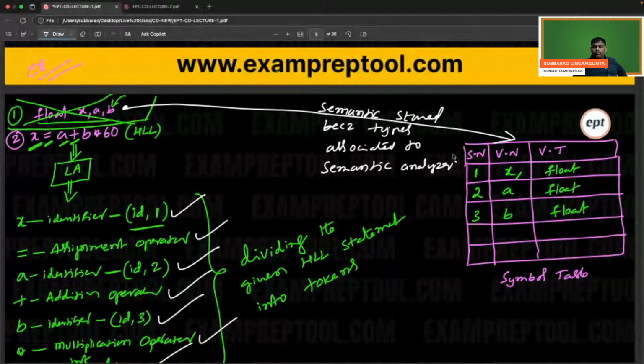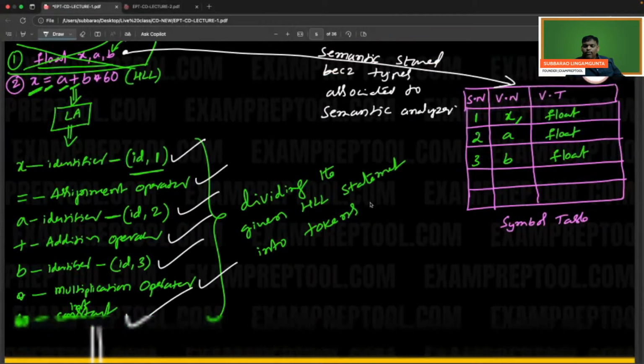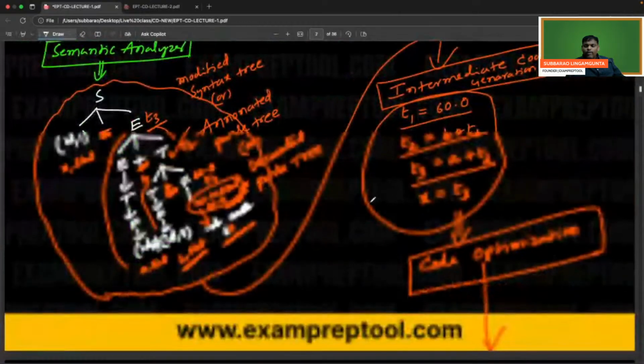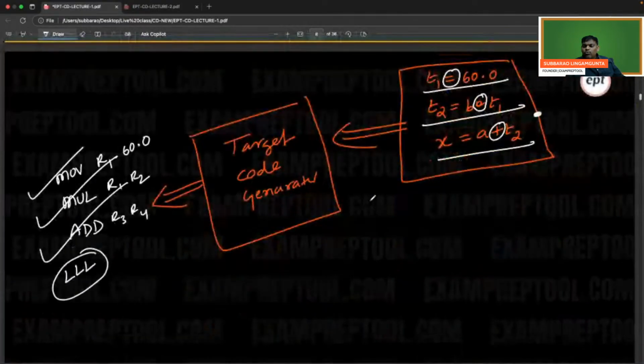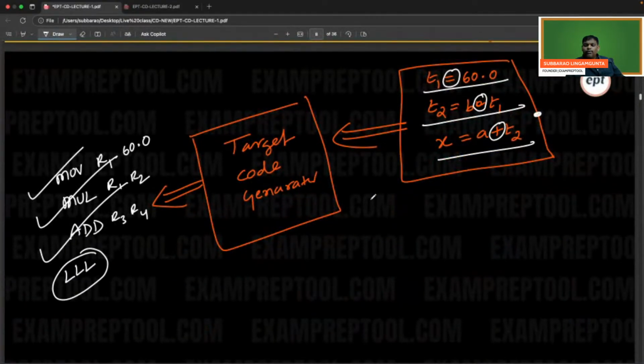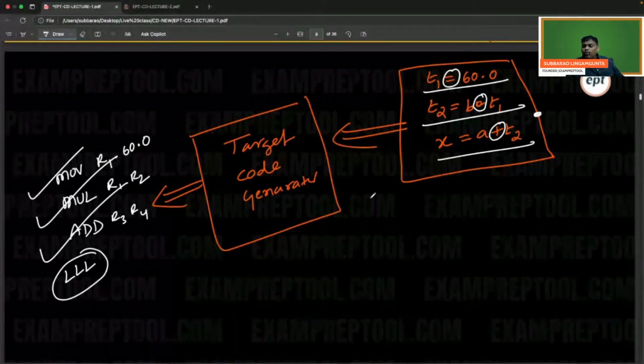Careful. Now, my question to everyone: if I ask you from today onwards, who stores inside the symbol table? Can you help me? Who can store inside the symbol table? Not all the people are able to. Inside the symbol table, who can store?